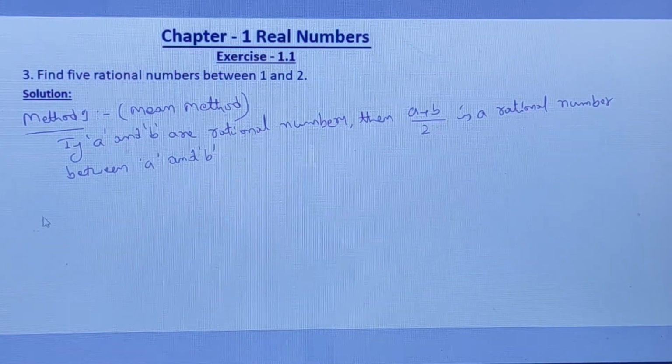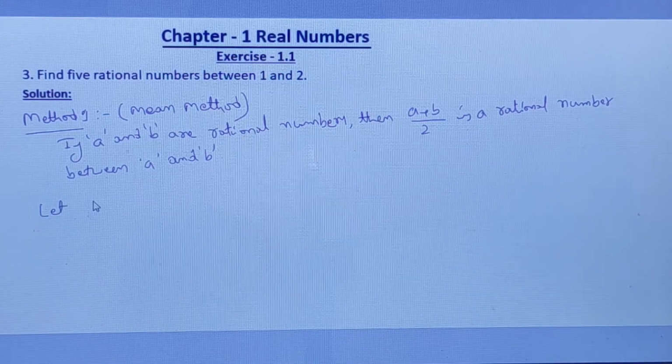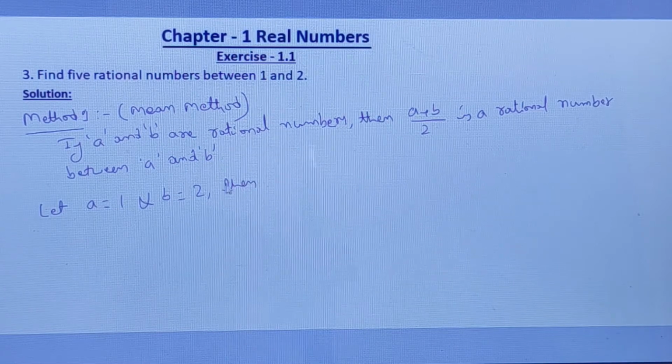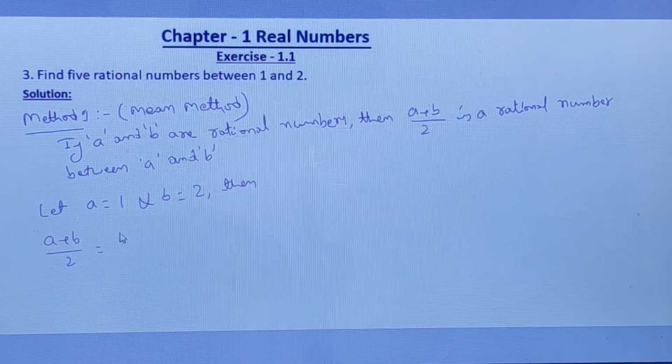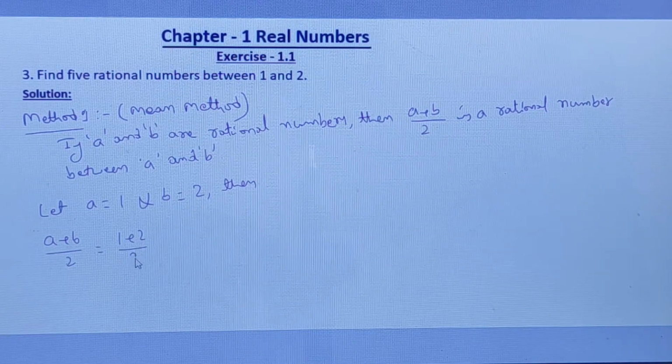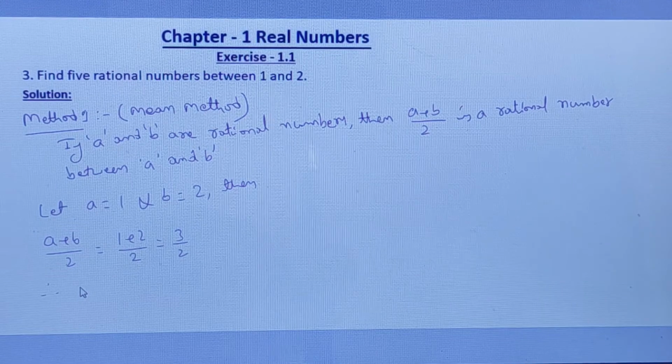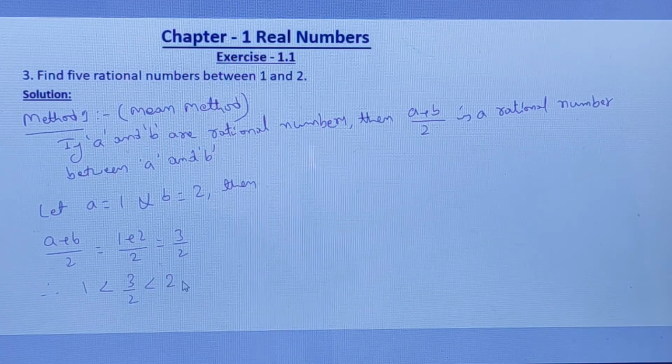Okay, so let a is equal to 1 because we have to find between 1 and 2, and b is equal to 2. Then (a plus b) by 2 is equal to (1 plus 2) by 2 is equal to 3 by 2. Right? Therefore, 3 by 2 is a number between 1 and 2. That is 1 is less than 3 by 2 is less than 2.